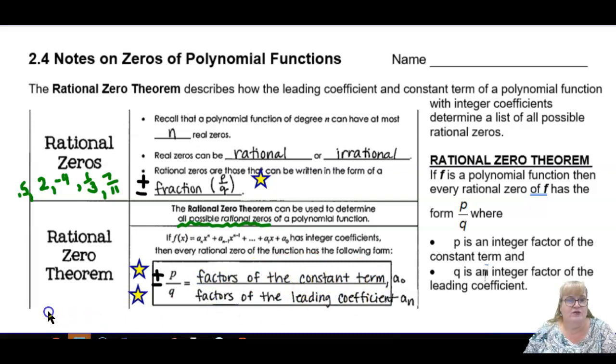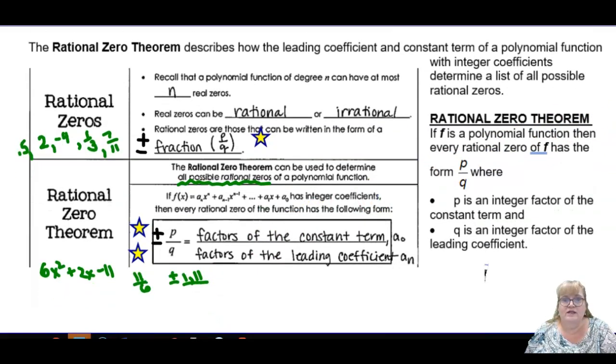All right? So if I had 6x squared plus 2x minus 11, I'd have all the factors of 11 over all the factors of 6. And those would be all the possible ways that I could get the real solutions. Or, I'm sorry, rational solutions. So I'd have plus or minus 1 or 11 over, now 6 has more factors than that. It would be plus or minus 1, 2, 3, or 6. And then we'd have to write all those out. We're going to practice on the next page.